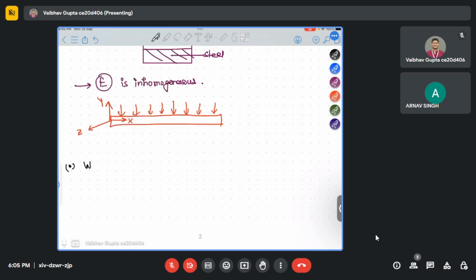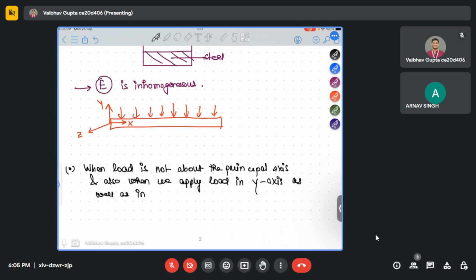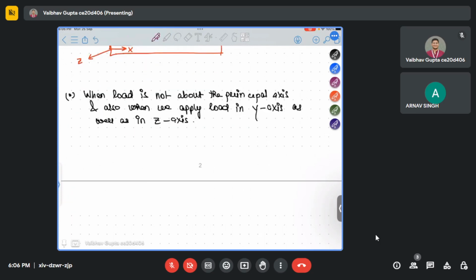So when the load is not about the principal axis, and also when we apply load in the y-axis as well as in the z-axis, what will be the formula?